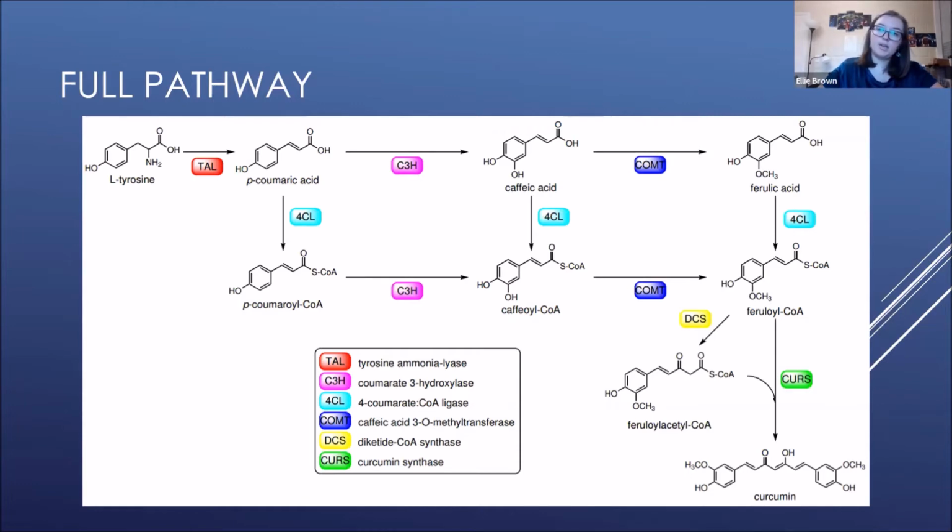And then feruloyl-CoA is converted via DCS to feruloyl acetyl-CoA. And to make curcumin, the CURS enzyme takes one feruloyl acetyl-CoA and another feruloyl-CoA from the other substrate to make curcumin.